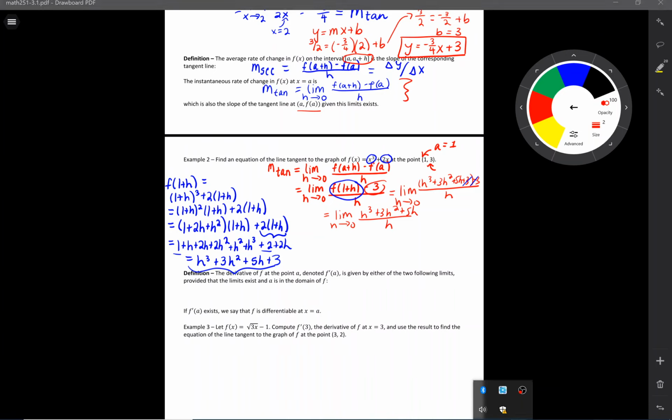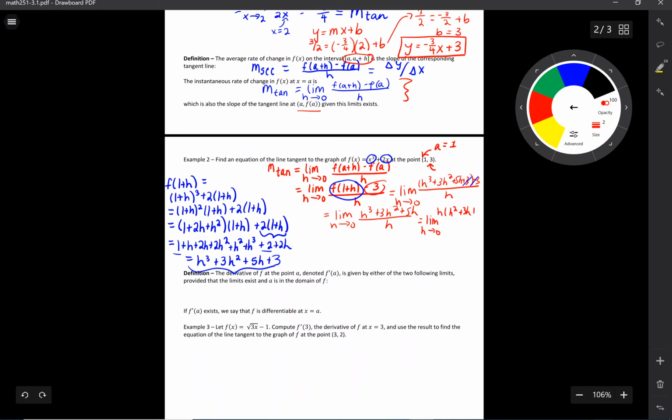Well, I can't plug in 0 yet because I still have this h in the denominator, but I can factor out an h from each of the terms on the top. And that's what I'm going to do. So when I factor out an h from every term on the top, I get the limit as h goes to 0 of h times h squared plus 3h plus 5, over h. Now these h's cancel.